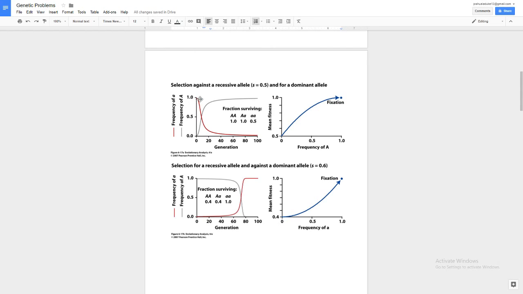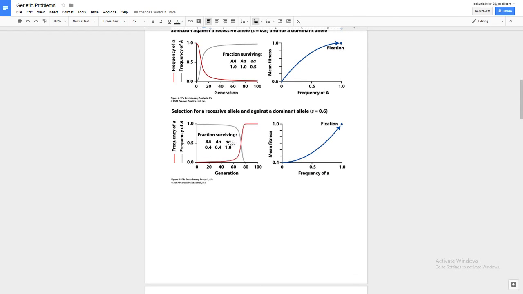So the frequency of the recessive allele will go down very quickly, and then over time will just keep getting closer and closer to that 0 value. The frequency of A will grow extremely quickly and then again kind of average out. And if it gets all the way up here and actually gets to 1, we call that fixation. An allele becomes fixed when the allele frequency is 100%.